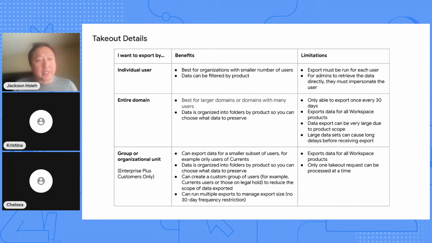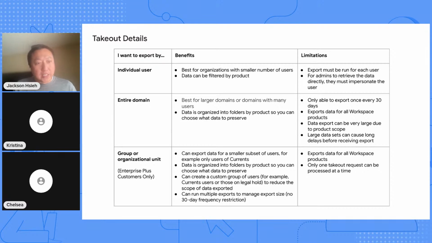So Takeout, what kinds of takeouts are available? There are three primary takeouts. You can take out for individual users. This is where admins have to impersonate a user that they want, and then they can take out data, and you can also filter by the actual product. So you can filter for user A, filter by Currents, and take out the user data. And this is really suitable for organizations with small numbers of users.